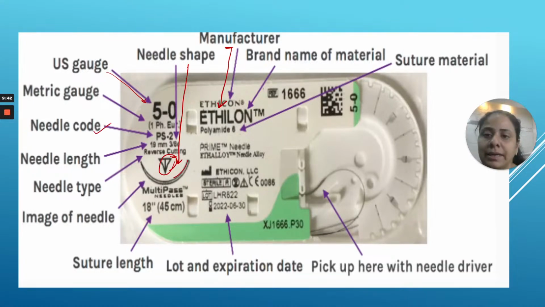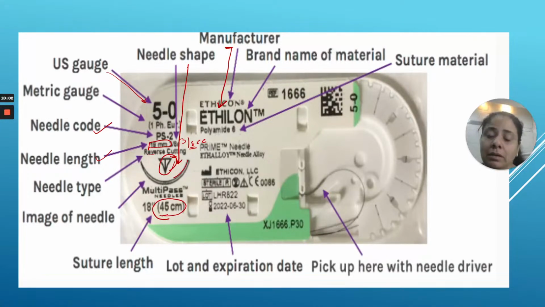Okay, this is the needle code. This is the needle length. The needle is 19 mm in length, a 3/4 circle needle. And the needle type is reverse cutting. This is the image of the needle. This is the length of the suture. So this is the 45 centimeter length which is there in the packing.